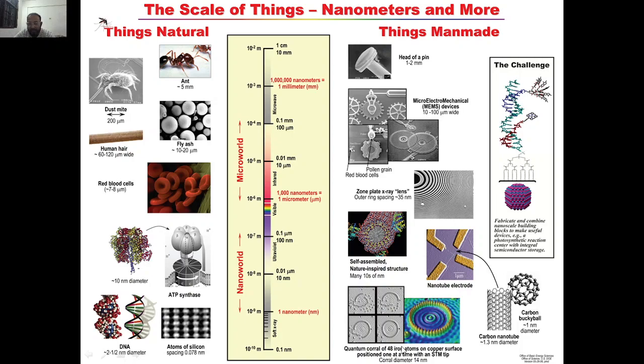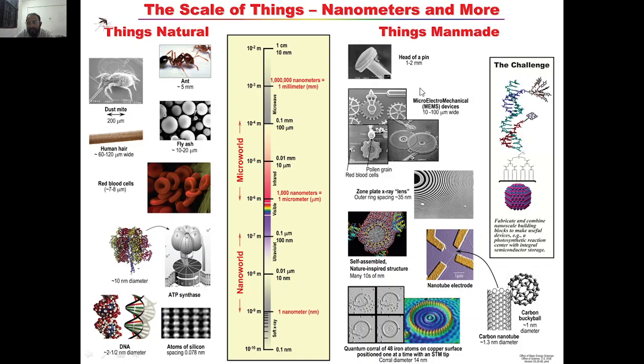That means 48 iron atoms are there, right? So the whole diameter will be around 14 nanometer. Imagine 14 divided by 48, right? So here the atom spacing is 0.078 nanometer. That's what nature has, this scale, and all these are significant.